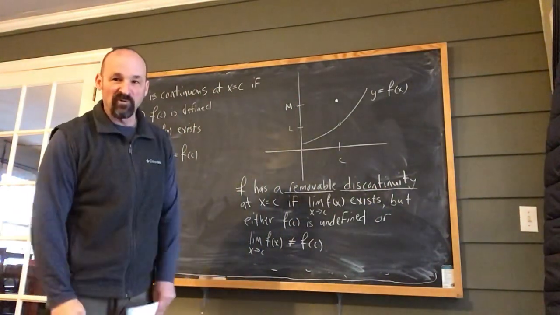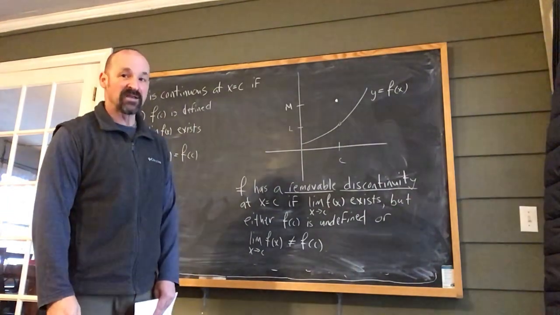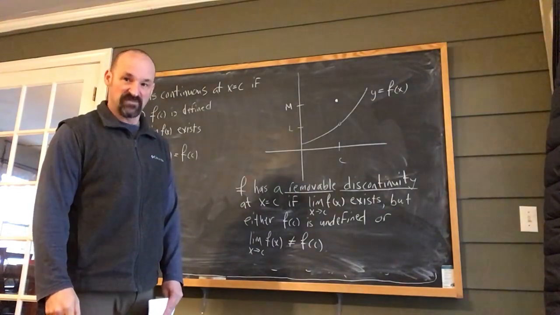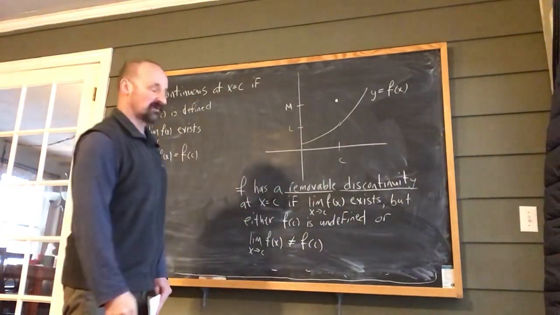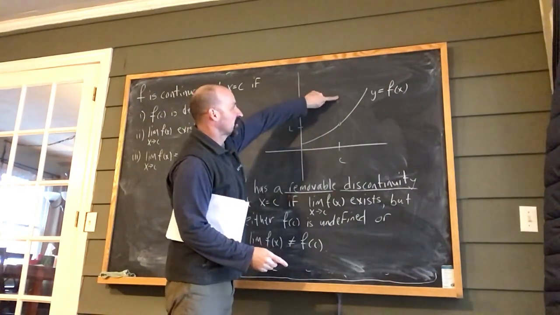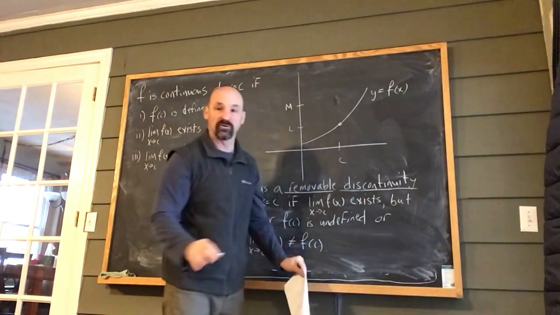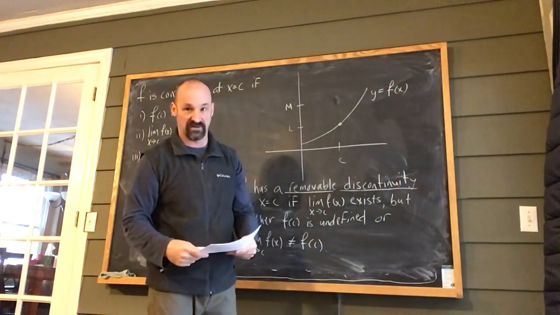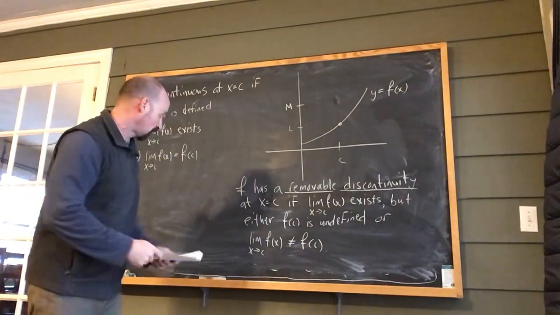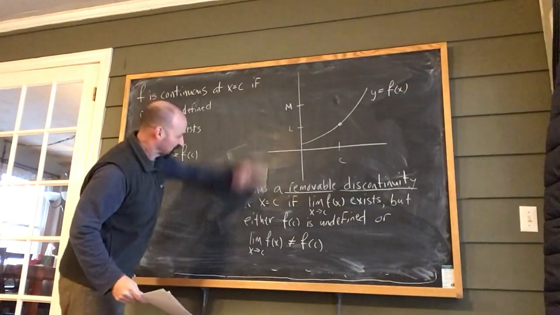We call it a removable discontinuity because we could remove the discontinuity if we redefine the function to be equal to the limit. If instead of having the function defined at c to be equal to m, I just said, okay, now I'm redefining it, now the discontinuity is gone, we've removed it. So this is one type of discontinuity that we could run across. Let's take a look at some others.